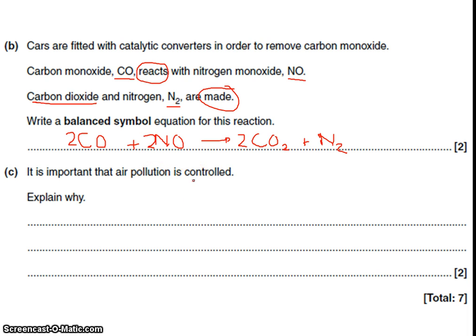Explain why. You could have had anything from the idea that air quality needs to be maintained, so that air is safe to breathe, to reduce the effects of asthma, to prevent harm to living organisms, to reduce or control photochemical smog, or to protect buildings, to reduce damage to the ozone layer, to reduce global warming. A whole host of answers you could have had for the final question, and that would have been 2 marks.